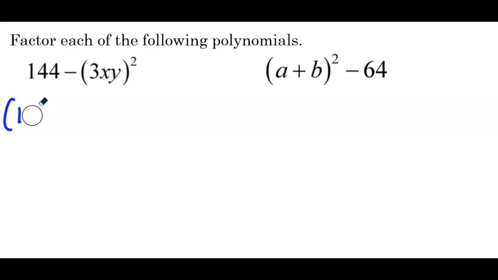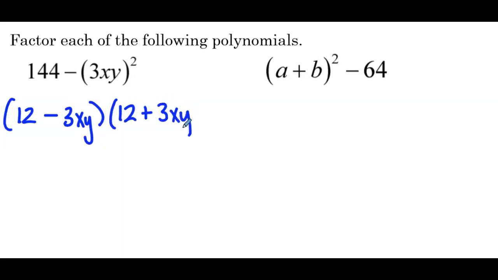Let's fix that weird looking 2. So we have 12 minus the square root of 3xy quantity squared, which is just 3xy. So that's minus 3xy. And then we're going to multiply by the conjugate, which is 12 plus 3xy.